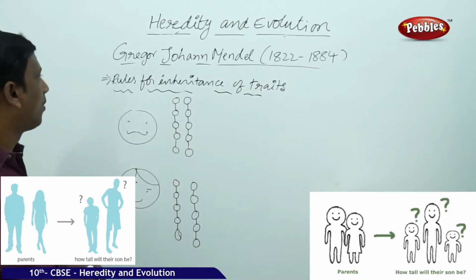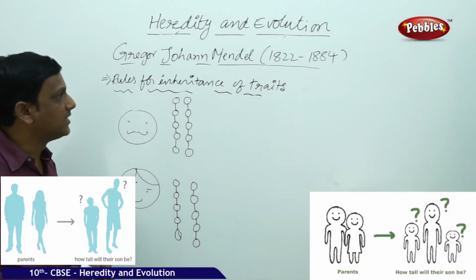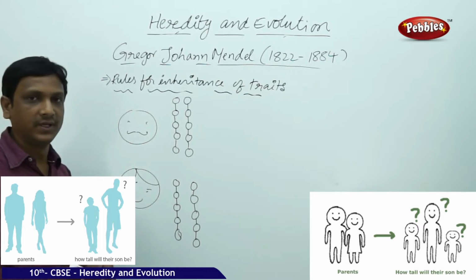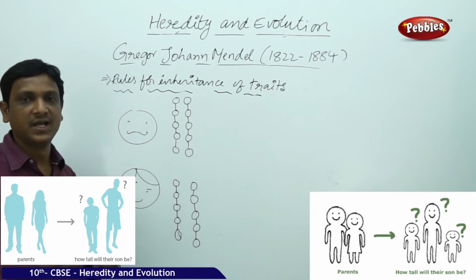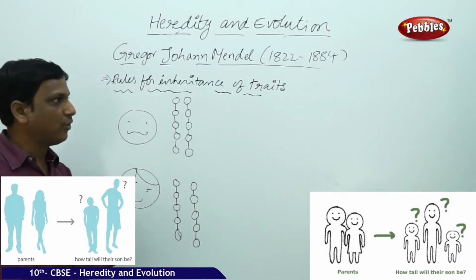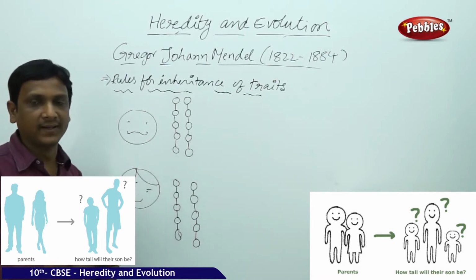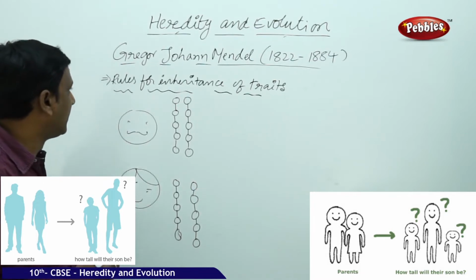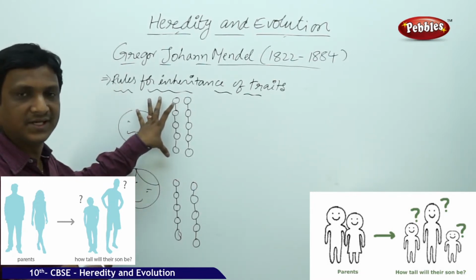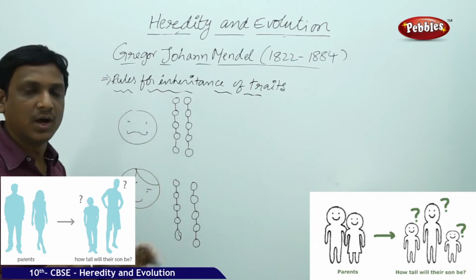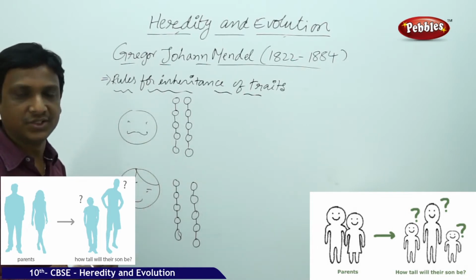So here, Gregor John Mendel, 1822 to 1884, conducted experiments on pea plants. He observed a number of generations and understood the rules of how variations are inherited. Before we look into the work of Gregor John Mendel, first let us understand the basics of the traits, the variations or characters, and how they are passed from generation to generation.